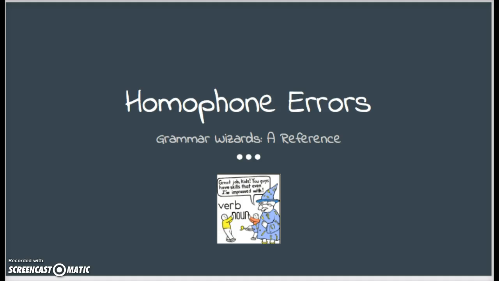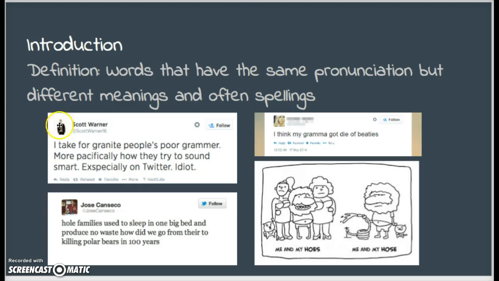Homophone errors. Homophones are words that have the same pronunciation but different meanings and oftentimes different spellings. On this slide we have placed some examples below that illustrate some funny examples of homophone errors. While it can be quite annoying to hear some of these in speech, they can also be quite entertaining.